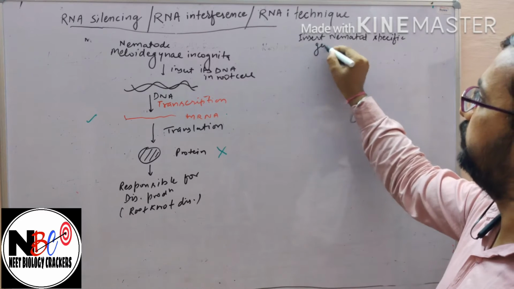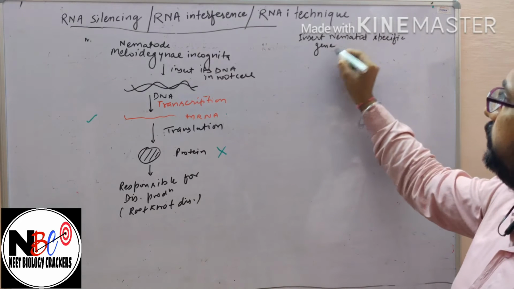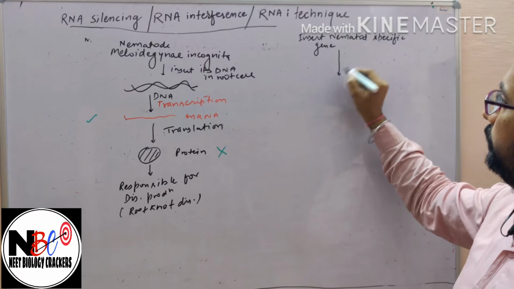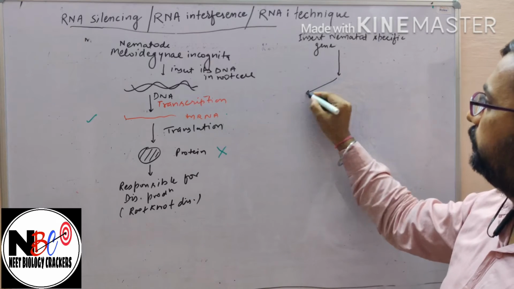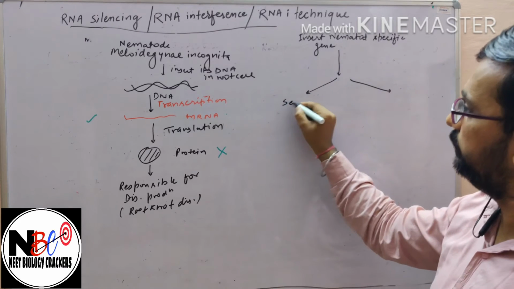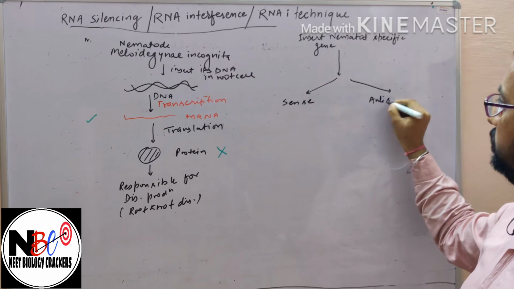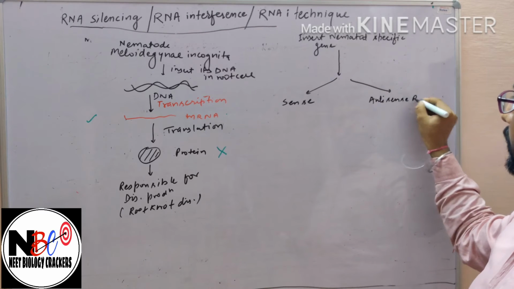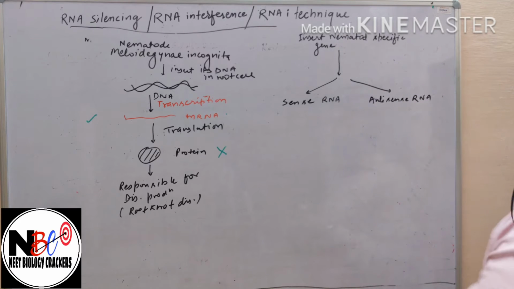What we do? We insert the nematode specific gene, or you can say the gene of this nematode. We insert the nematode gene in such a way that it produces both sense and antisense RNA in the plant.